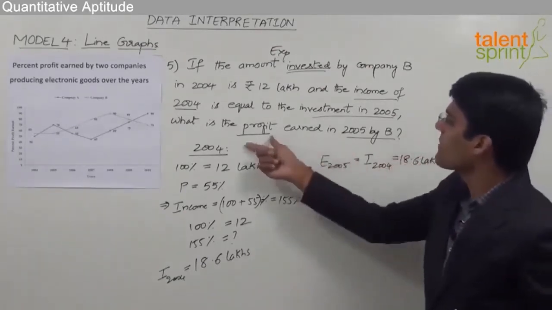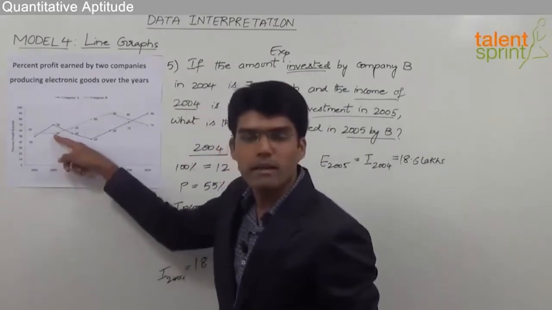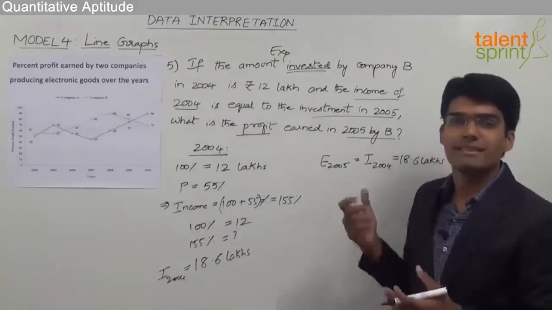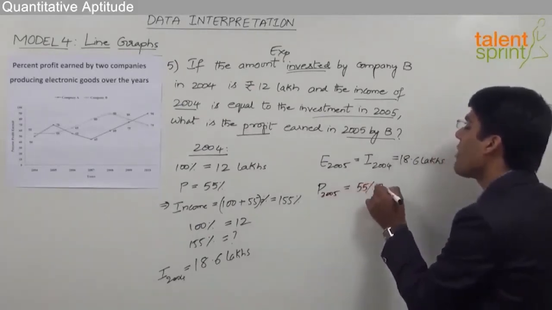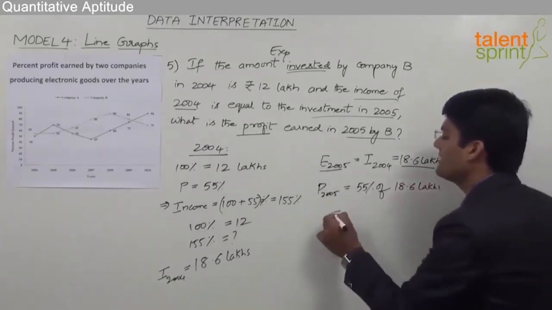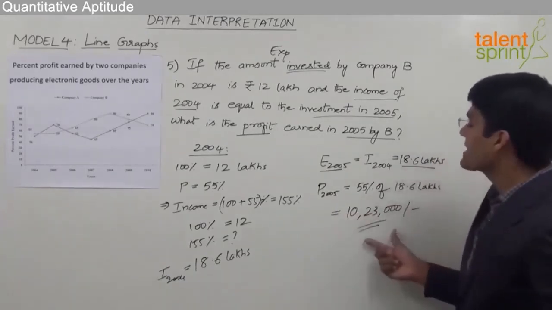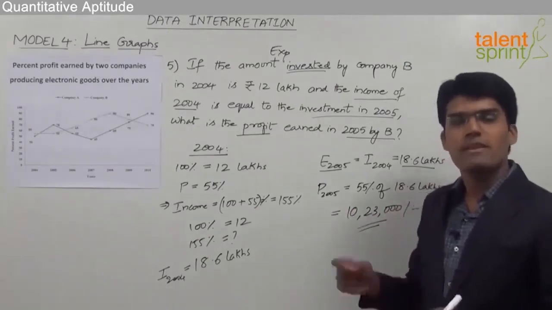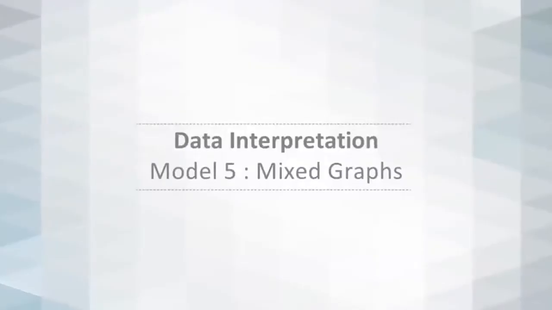We are supposed to find out the profit earned in 2005 by company B. From the graph, we know that profit earned in 2005 by company B is 55%. And profit earned is always on the investment or expenditure in this case. So we can say that the profit in 2005 should be equal to 55% of the expenditure, that is 18.6 lakhs. So when we simplify this, this comes out to be 10 lakhs 23,000. So the final answer for this question here is 10 lakhs 23,000. That means the profit in 2005 is equal to 10 lakhs 23,000. So this is how, by simply following the data given in the question and the data given in the graph, we can find out the required answers.